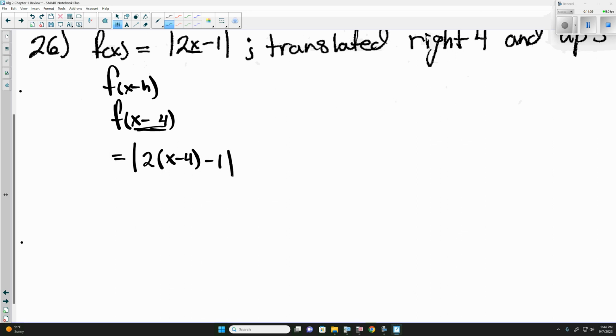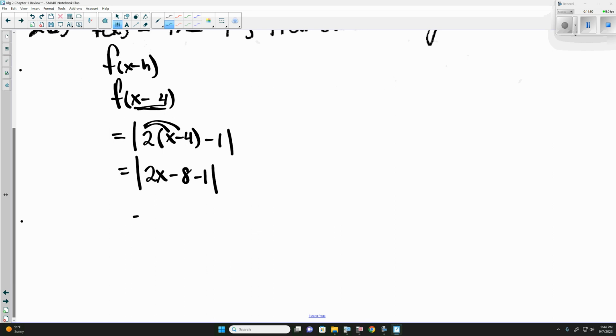Now at this point here, we're going to distribute the 2. 2 times x is 2x. 2 times negative 4 is negative 8. So we have exactly 2x minus 9. Now, I'm just going to call this g of x.